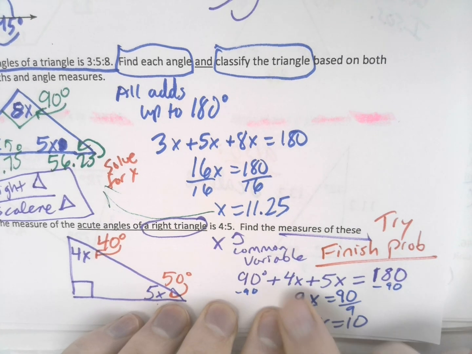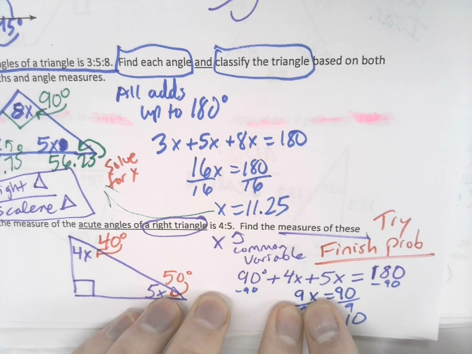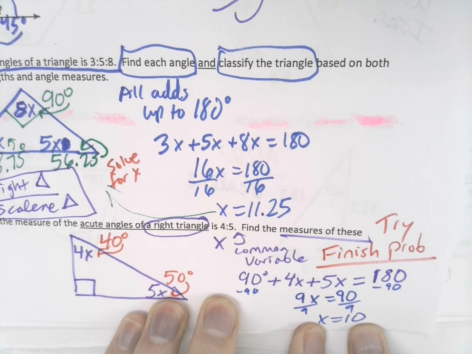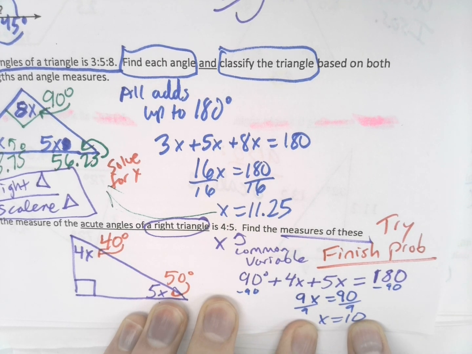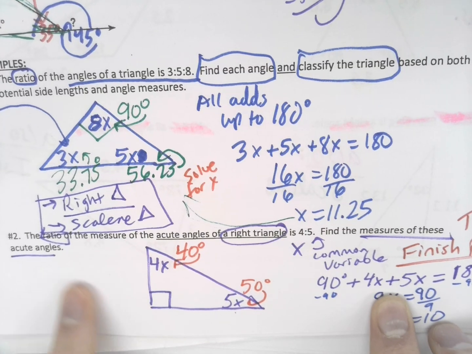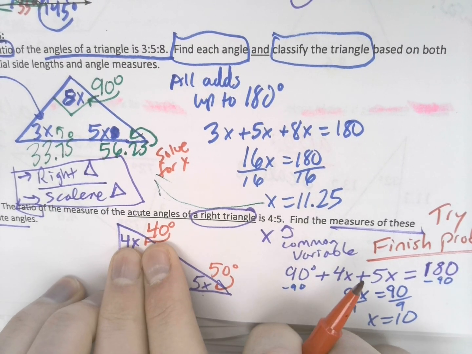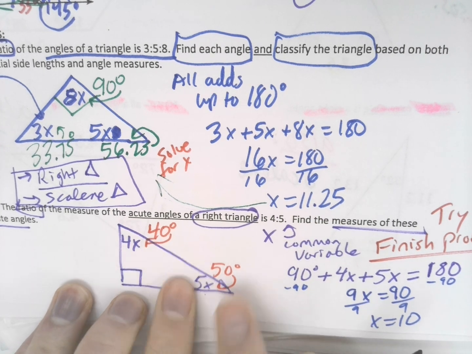Okay, so we would subtract 90 over. It gives you 90 equals 9x. Divide by 9, we get x equals 10. But again, that's not our answer. We want to find the measure of these acute angles, these angles smaller than 90. So we take 10, plug it into our ratio. We get 40 degrees for this angle and 50 degrees for that angle.